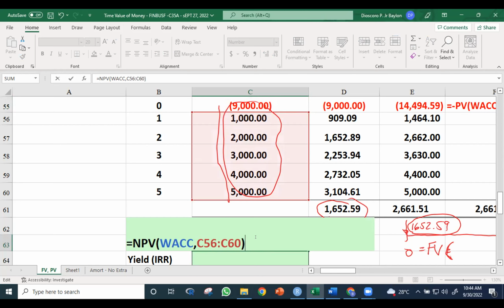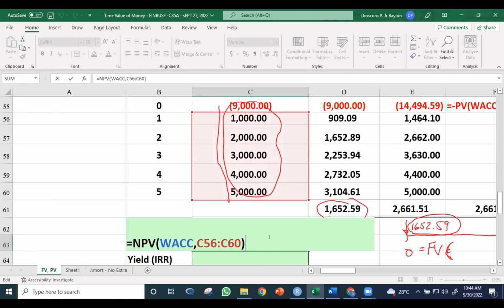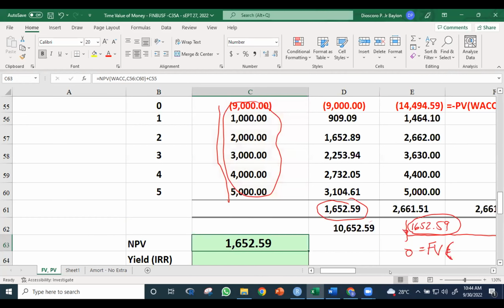But if we just do this, what happens? We're just getting the total present values of this, which is the correct one, right? So to correct that, class, we have to add the initial investment of 9,000. And I'm adding it because it's already negative. And then we get, of course, 1652.59. Okay, let me pause for a while. Let me copy the formula here.